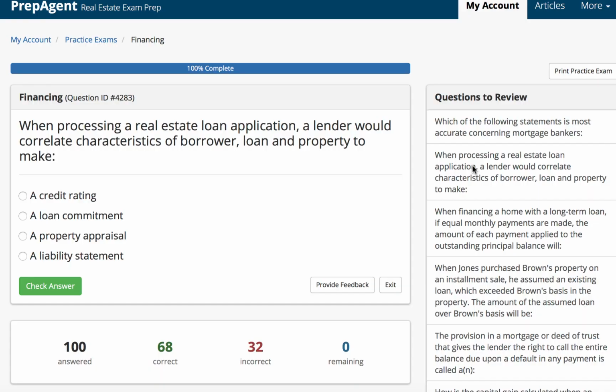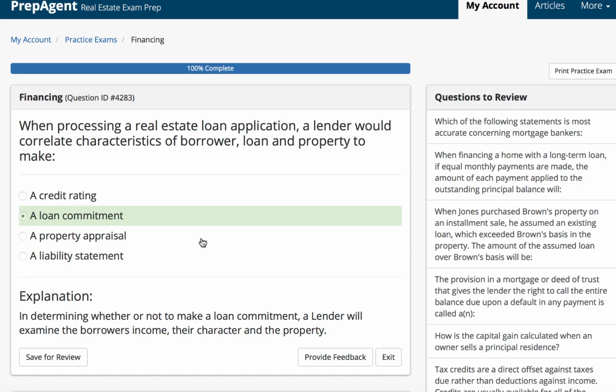When processing a real estate loan application, a lender would correlate characteristics of borrower, loan, and property to make a credit rating, a loan commitment, a property appraisal, or a liability statement. I would say a loan commitment. Or no, a credit rating. I'm sorry. Oops, I was right. Go with your first impulse. Okay. Always go with your first impulse, yeah? Yeah. Okay, good.